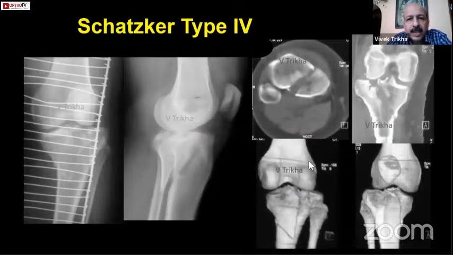Another type 4 fracture. Now you see that the CT scan shows that the fracture pattern has slightly shifted posteriorly. The angle of this fracture has gone posteriorly and medially.